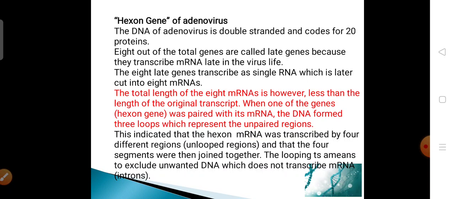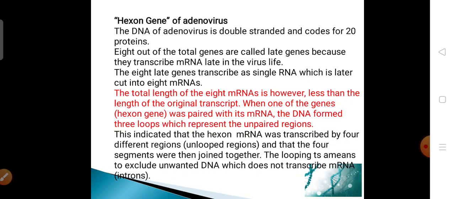Why? How? Now, when one of the genes out of the 8, that is the Hexon gene, was paired with its mRNA, the DNA formed 3 loops which represent the unpaired regions. Try to understand this point. The total length of the 8 mRNAs is shorter than the length of the original transcript. When scientists wanted to see why, they took one of the genes, the Hexon gene, and paired it with the Hexon mRNA.